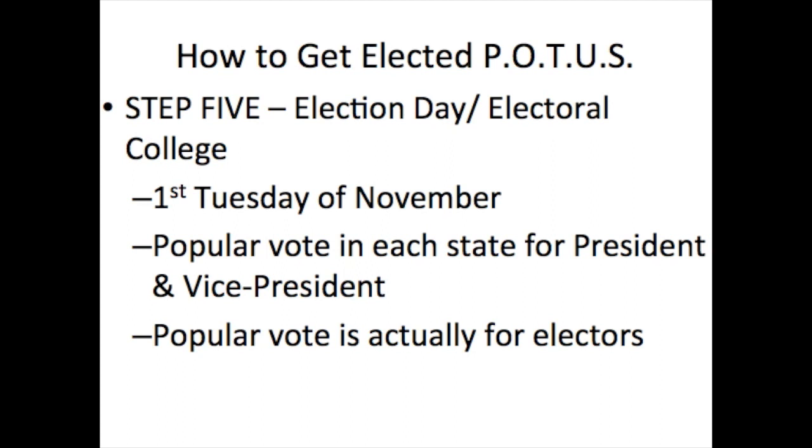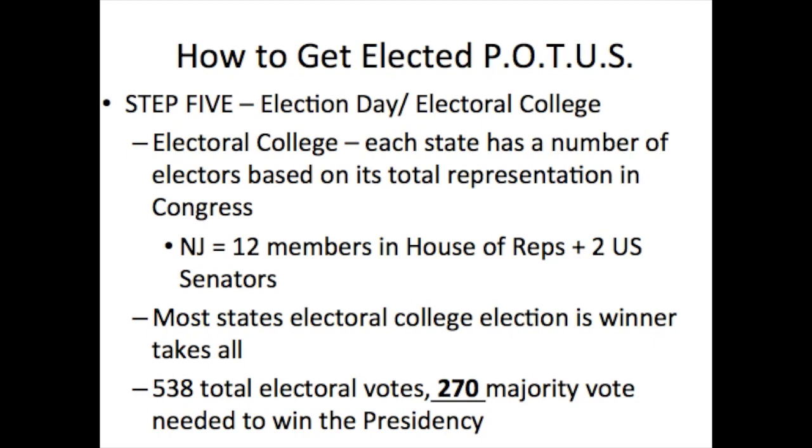Now, even though we do have a popular vote state by state, and we count the popular vote numbers, popular vote, remember, means the actual number of people who vote. This popular vote is actually for electors. What are electors? These are people that actually get to go and vote for the president. We don't get to truly vote. We get to vote for the electors. And then those electors are the ones who vote for the president. This is a system called the Electoral College.